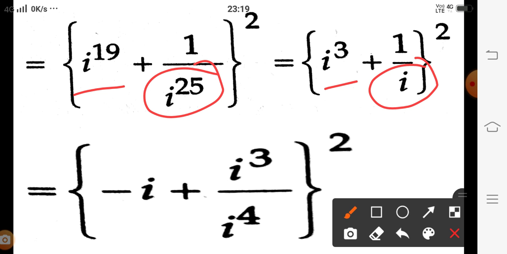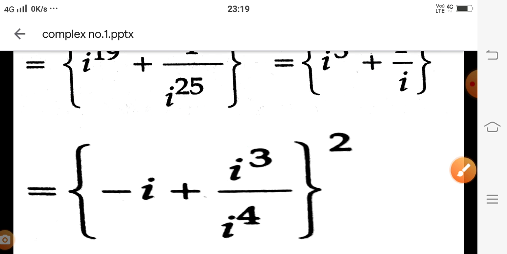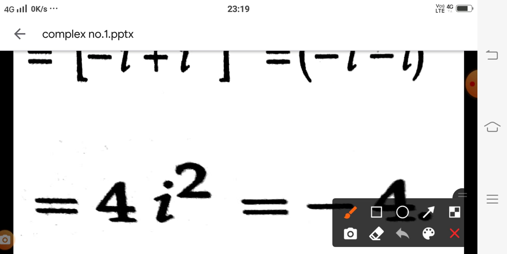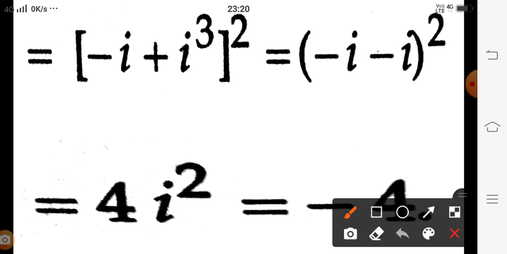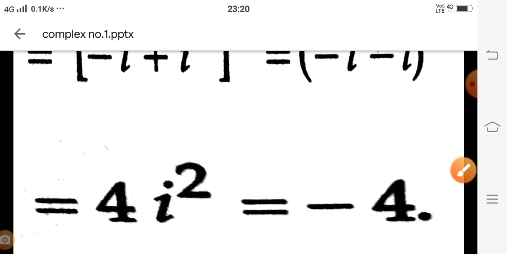Then multiplying by the conjugate and putting the value of i^3, we are getting minus i here plus i^3 upon i^4. i^4 we know is 1. Then what are we getting? Minus i plus i^3, and i^3 is also equal to minus i. Then we are getting minus 2i. If you make the square, we get 4i^2 here, and i^2 is minus 1, then 4 into minus 1, we get the final answer as minus 4.